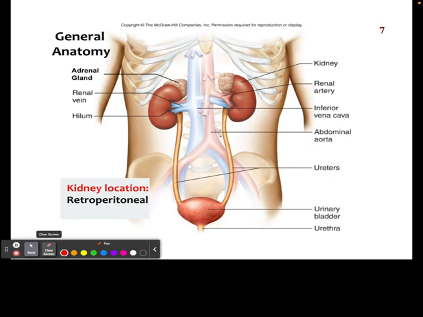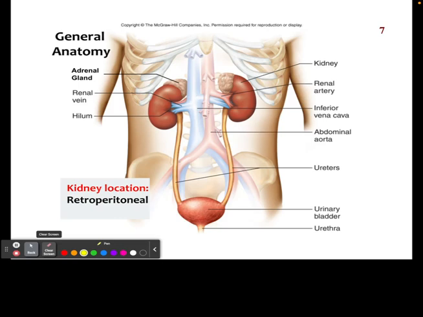You can also see this structure here, the ureters. So ureters are going to connect directly from the kidney down to the urinary bladder, which is down here. These ureters are going to transport, and I'll even use yellow, why not, the urine from the kidneys down to the bladder.